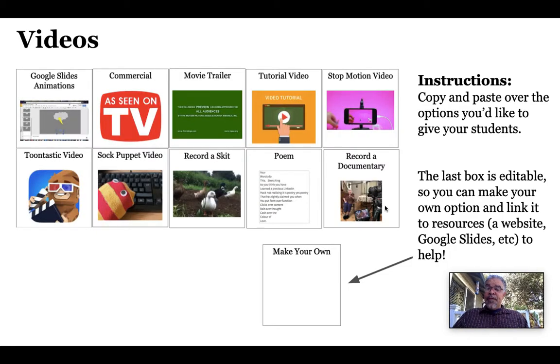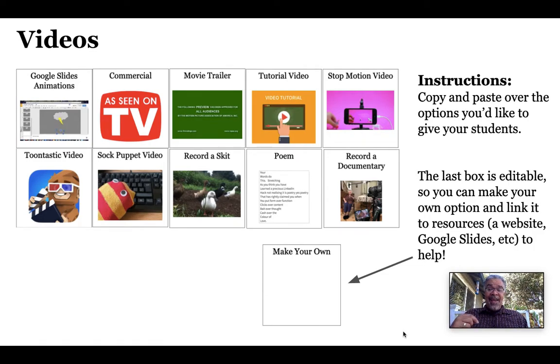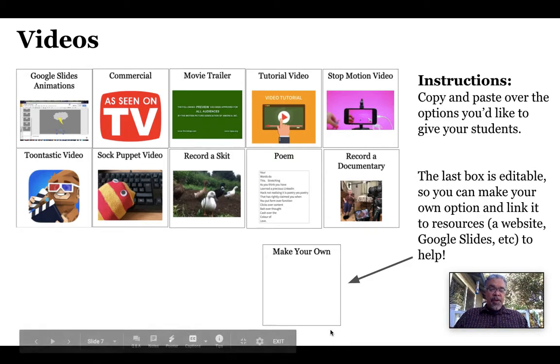All right, different video options you might want to use. Google Slides animations. You'd be surprised at how easily it is to create very quick, easy animations on Google Slides. Additionally, you may want to have your students create a commercial, a movie trailer, a tutorial video, stop motion video, Toontastic, which is a really great option for animation. Sock puppet video, you may have them record a skit. Also, going back to a poem, maybe they do a video recording of a poem that they've written out. And then also recording a documentary, and then again, that make your own option.